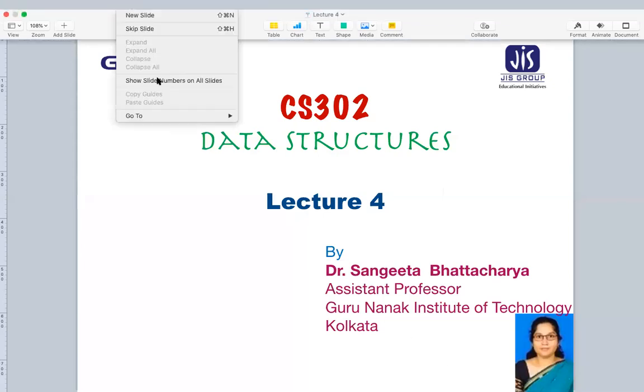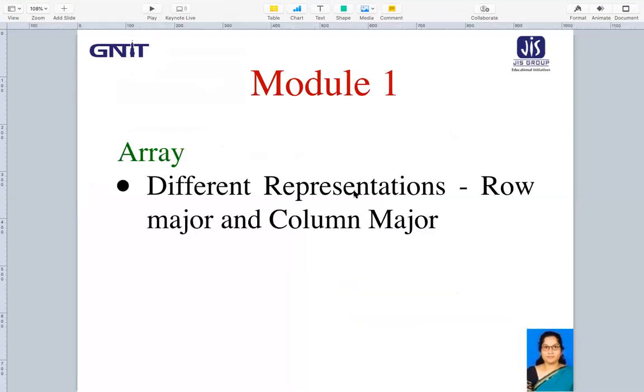Today we are going to start with the first data structure of our course, and that is array. And in this lecture we are going to learn about the different representations of array in the computer memory, namely row major and column major.